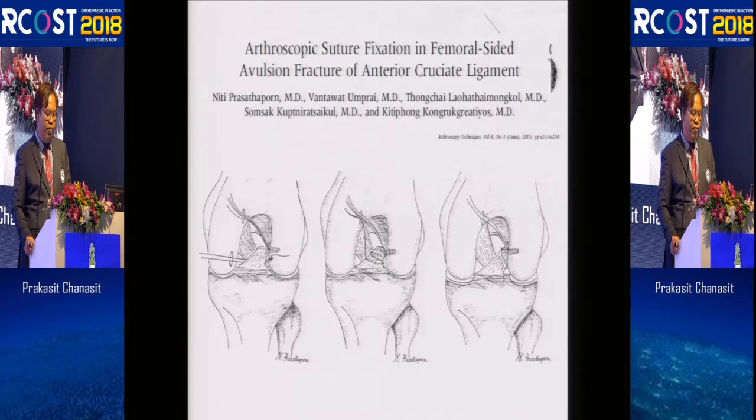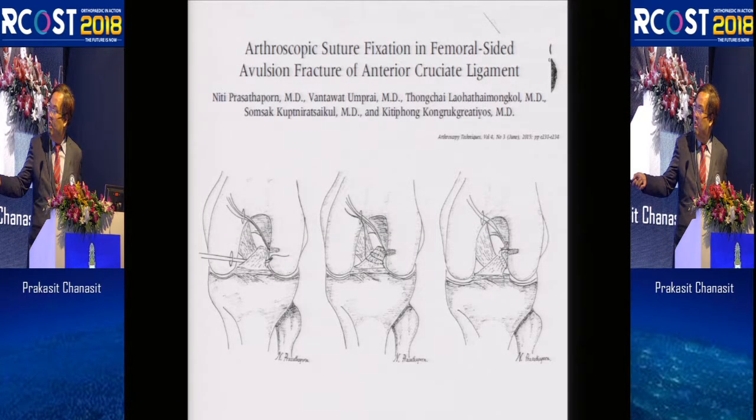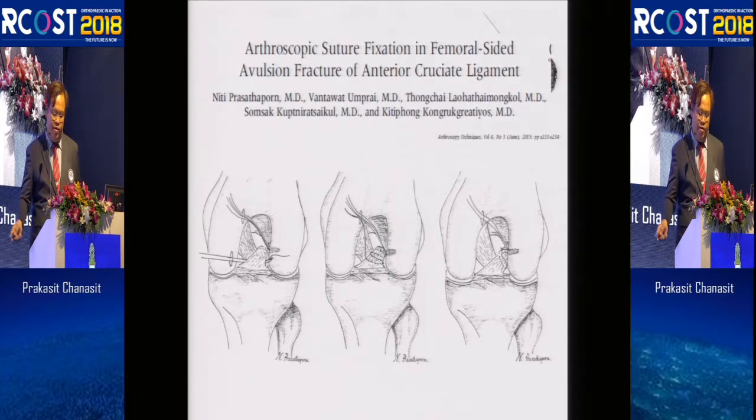This is a paper from Thailand, from my friend, Dr. Niti. They report a case with arthroscopic suture fixation in the femoral-side avulsion fracture. They use a suture anchor to put in the femoral footprint of the ACL, then loop around 2 times and fix it down to the bone.